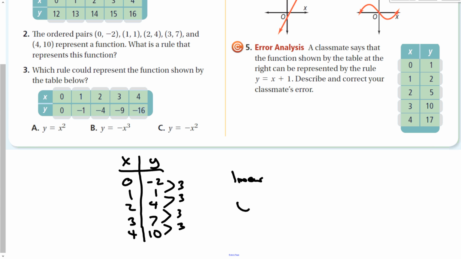So that means y is going to be some number times x, and then maybe plus or minus something. Well, because this difference is 3, we can say that y is equal to 3x. But if I plug 0 in there, 3 times 0 gives me 0, not -2. So maybe I should subtract 2, and let's see if that works. Plug in 1, we get 3 minus 2 is 1. Plug in 2, that's 6 minus 2 is 4. And yes, it does work.